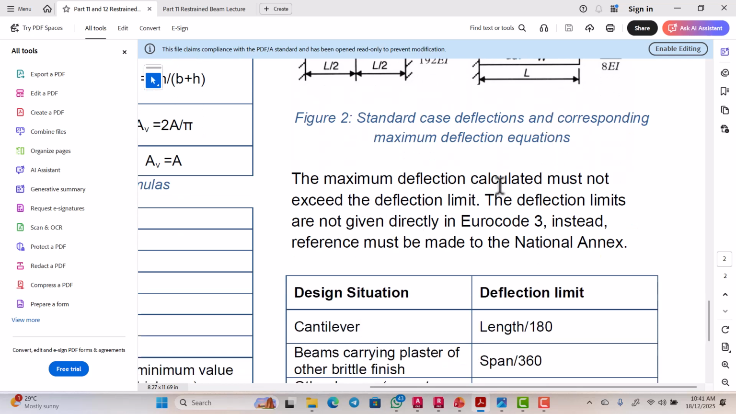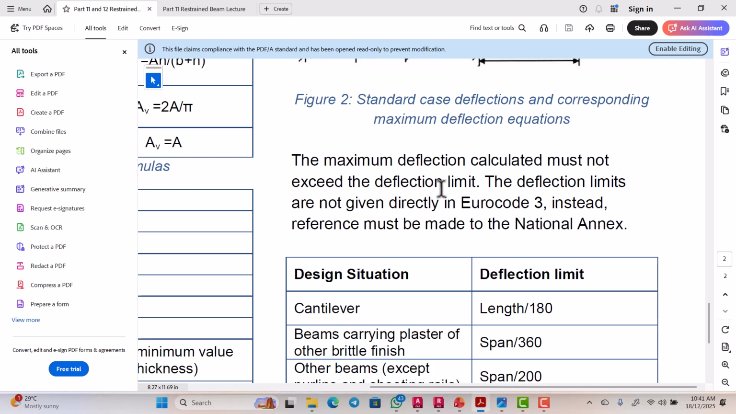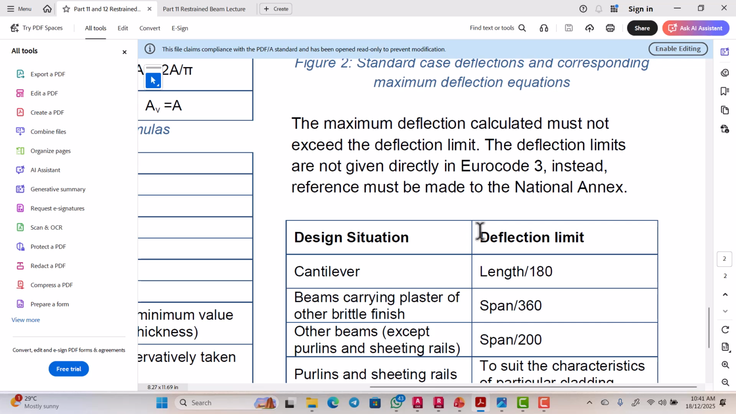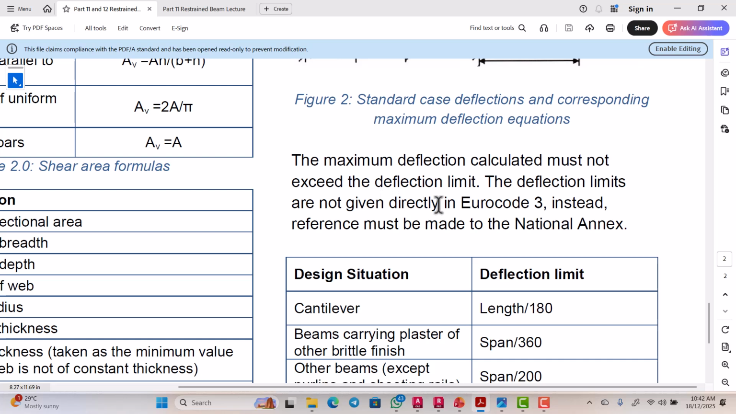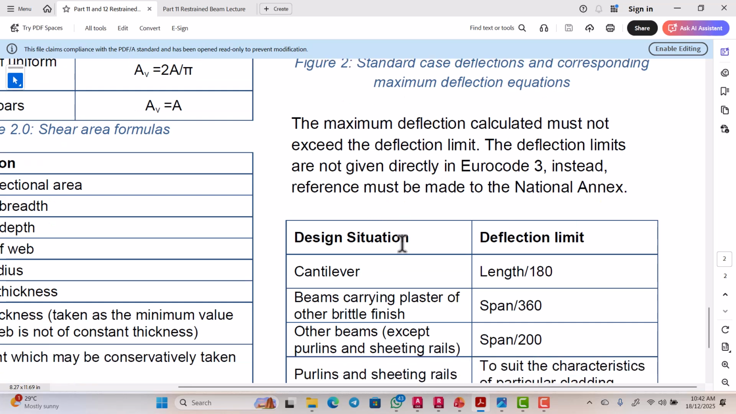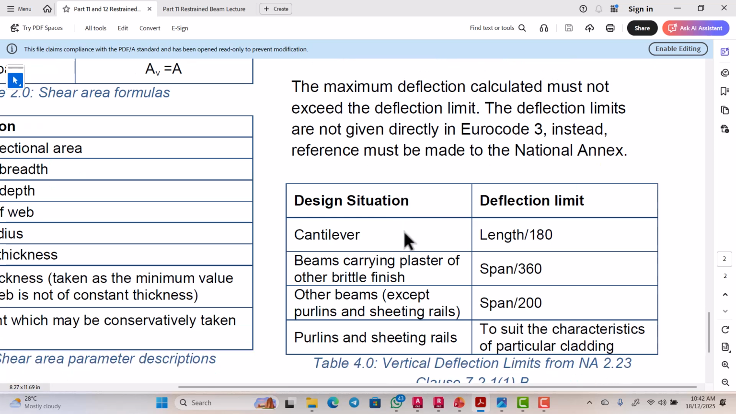Okay, so the maximum deflection calculated must not exceed the deflection limit. The deflection limits are not given directly in Eurocode. Instead, reference must be made to the national annex. What this means is that checking of deflection in Eurocode is not directly given. There is no straight clause that you can go to in Eurocode, pick the formula and calculate deflection. Instead, they allow you to make reference to your national annex, meaning that every country must have their own national annex.